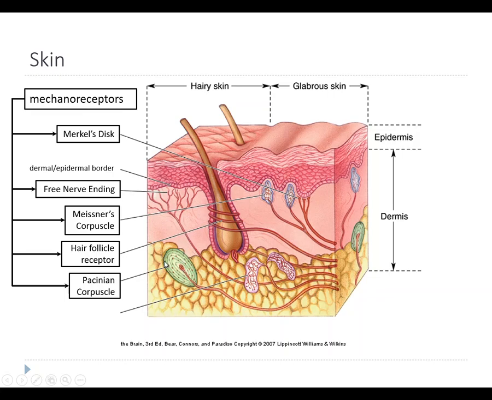The Pacinian corpuscles look like this, so they have just a single ending that's surrounded by this big onion-like corpuscle. And then a Ruffini's ending, which is also deep, but has an ending that terminates in lots of little branches that are also surrounded by this big loose corpuscle. So again, all of these different types of receptors have different properties because of the structure of their endings.